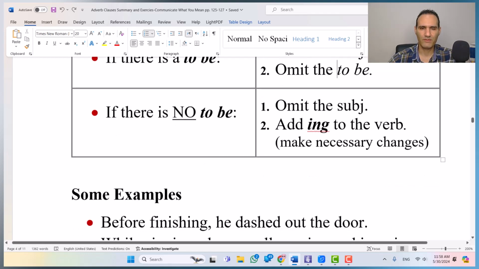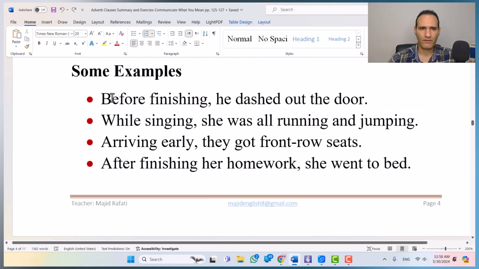be the same. Some examples of reduced adverb clauses, for example, before finishing, he dashed out the door. So previously it has been, for example, before he finished. Before he finished, he dashed out. Or while singing, she was all running and jumping. For example, Jennifer Lopez. While she is singing, while she was singing, she was all running and jumping. Arriving early, they got front row seats. So, for example, because they arrived early.